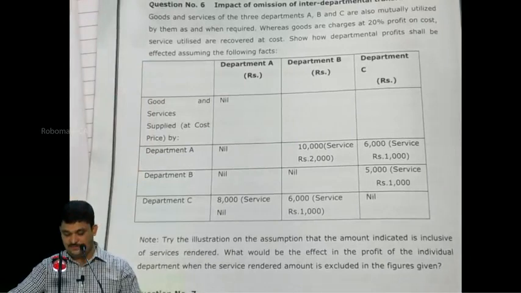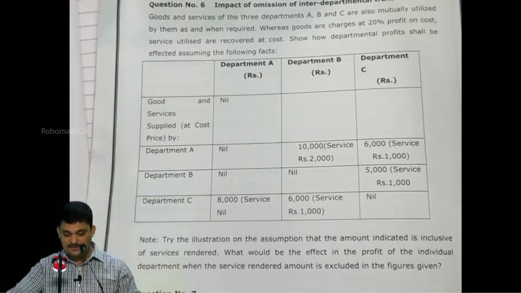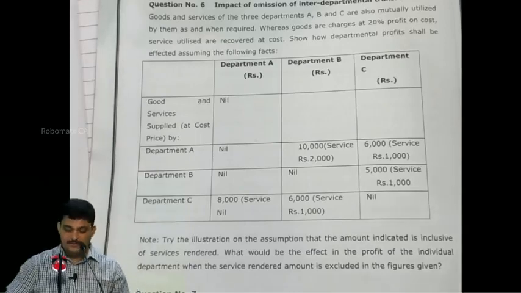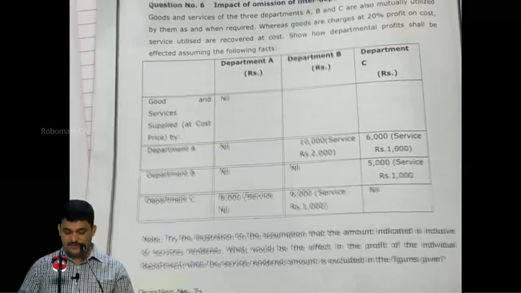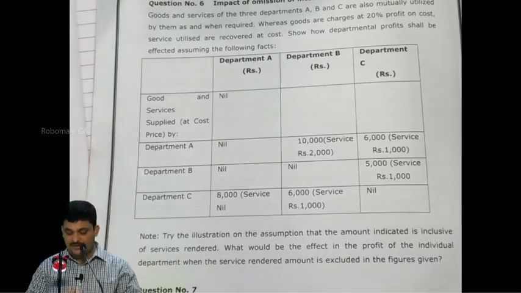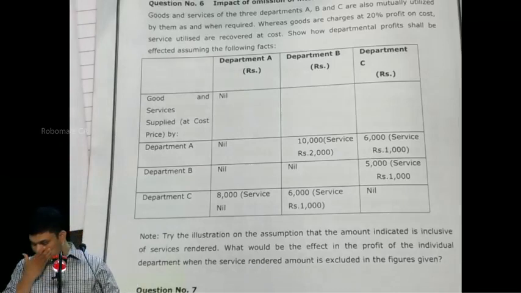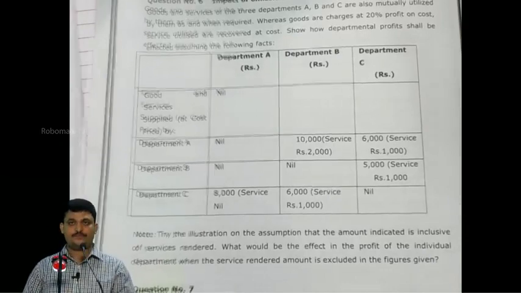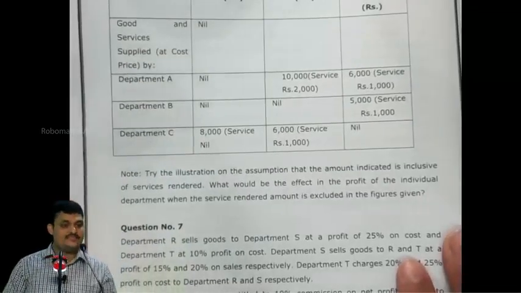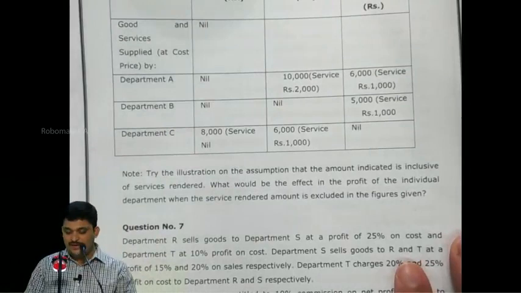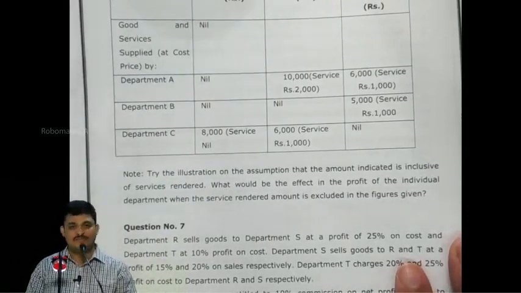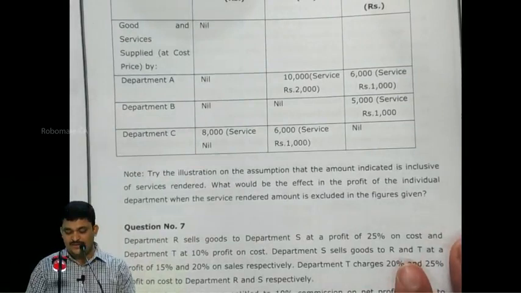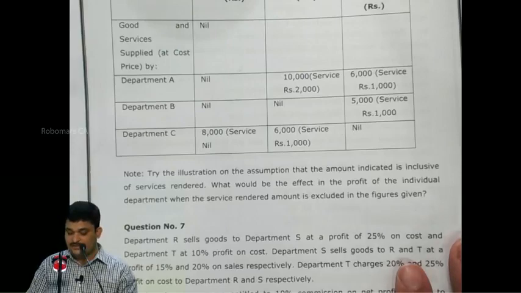Department A, B, C. Goods and services supplied at cost: A to A nil, A to B 10,000, A to C 6,000, B to A nil, B to B nil, B to C 5,000, C to A 8,000, C to B 6,000. Note: try the illustration on the assumption that the amount indicated is inclusive of services rendered. What would be the effect on the profit of the individual department when the service rendered amount is excluded from the figures given?